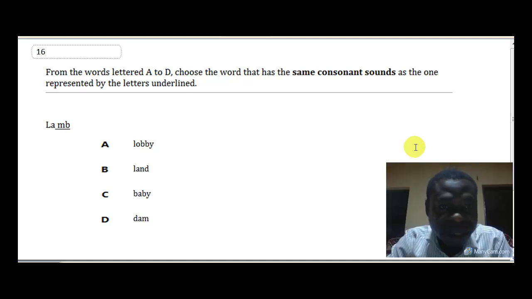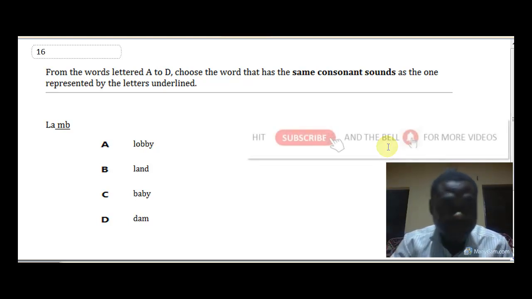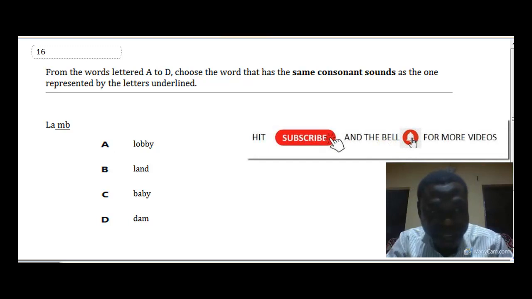From the words lettered A to D, choose the word that has the same consonant sounds as the one represented by the letters underlined. All right, lamb. In this word, the letter B is silent. That is, it is not pronounced. So in the word lamb, the last sound is M. B is not pronounced. And therefore, the word is pronounced as lamb.